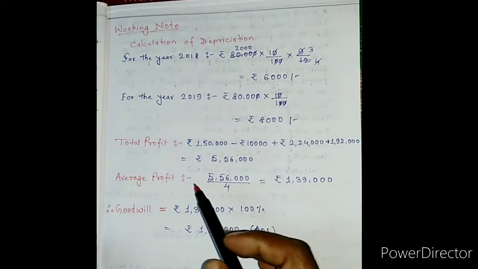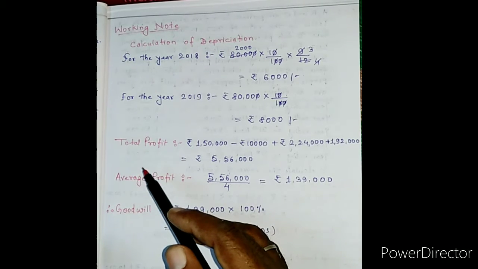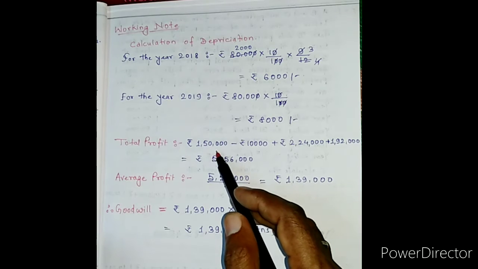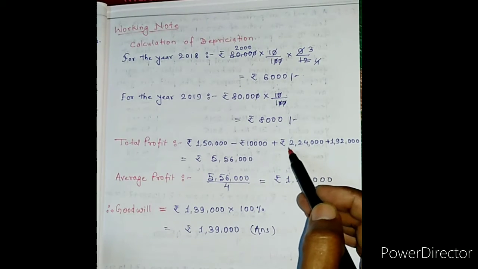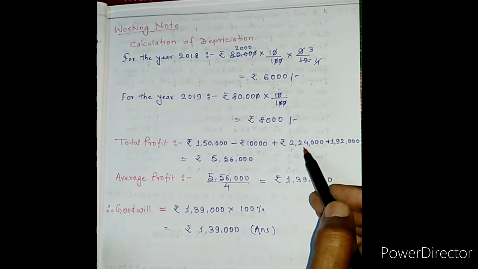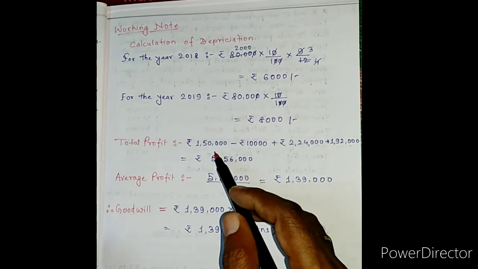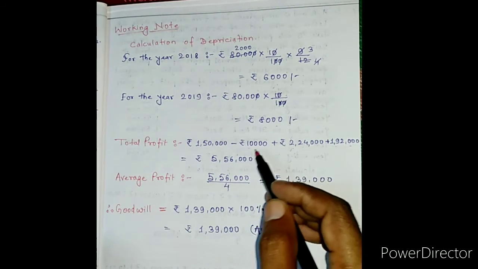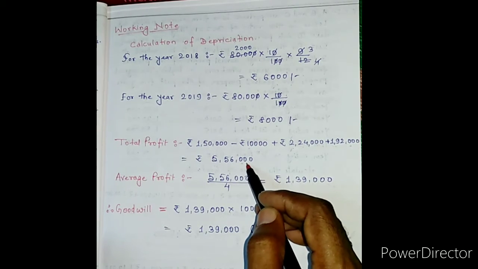Now we have to calculate the goodwill, so we have to find out the total profit. So total profit for the 4 years is 1,50,000 minus 10,000, plus 2,24,000 plus 1,92,000. Add all the positive values and subtract 10,000 from it. We are getting 5,56,000. This is the total profit.